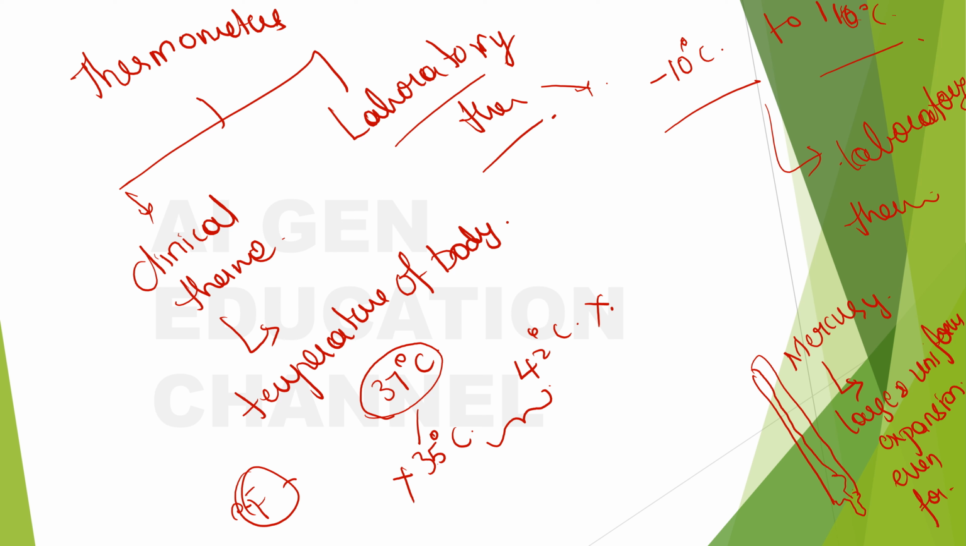And also the other property of mercury is that it won't stick to the glass, it will just slide so easily. Okay, because of all this it can slide easily, and it has large and uniform expansion even for a small change in temperature. Because of that we use mercury, and every clinical thermometer will have a kink here. What is this kink? This kink won't allow the mercury to slide down. Okay, so this is about the clinical thermometer.